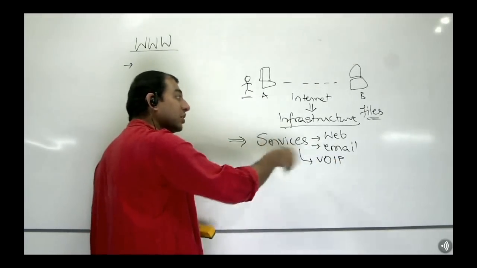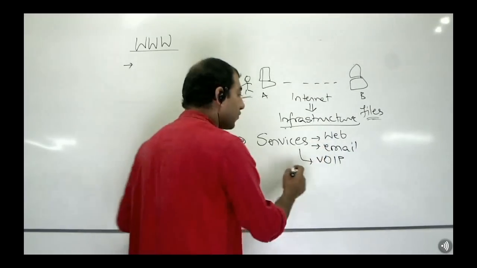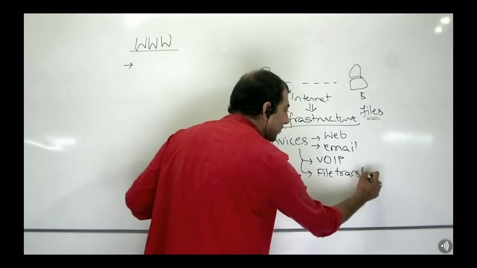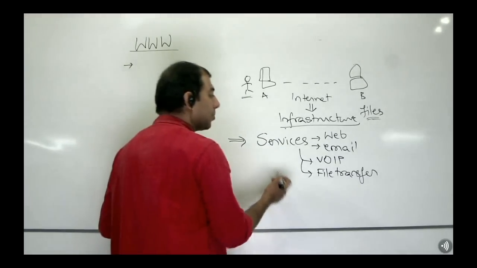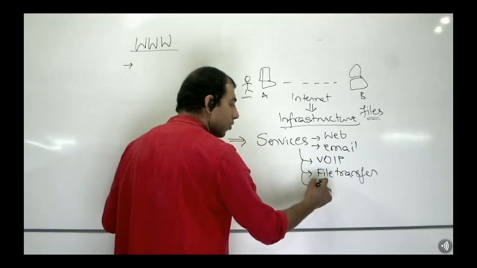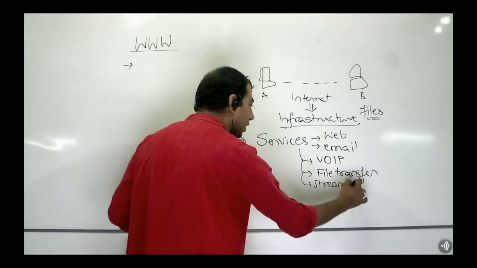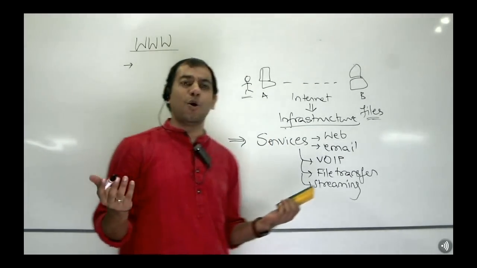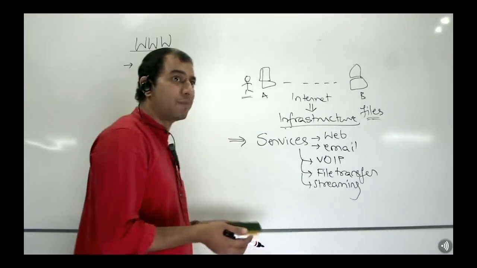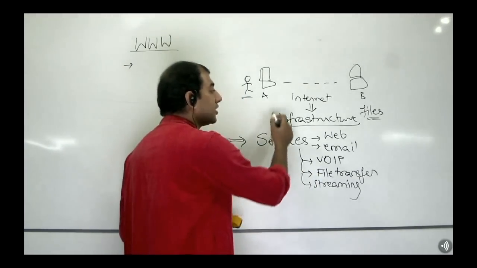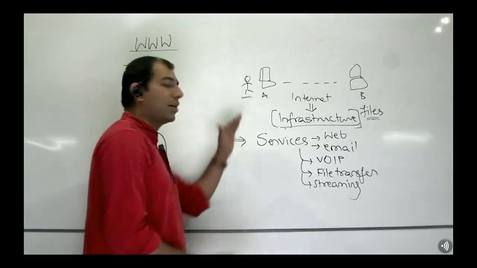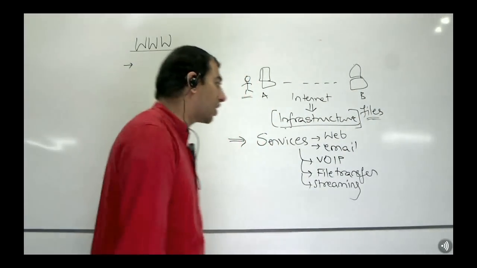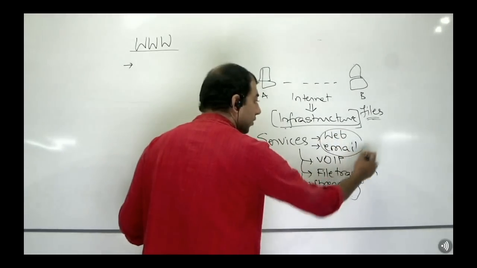But again, the VoIP service runs on what infrastructure? Same infrastructure. Then you have other services like file transfer, where you can transfer files. Again, it works on the same infrastructure. Then along with VoIP, you have other streaming services, all of which use the same infrastructure. There are tons of services, not just one or two. And that's the beauty of this so-called infrastructure. Once you create the infrastructure, it can be used for a number of other services as well.